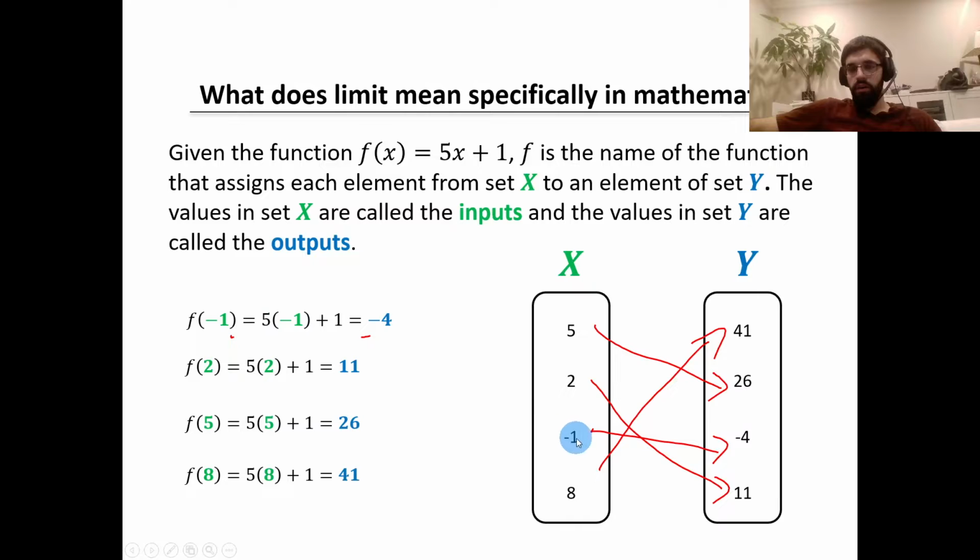So over here in our domain, -1 gets an arrow that goes to -4 in our range. And similarly, f of 2 moves to 11, f of 5 moves to 26, f of 8 moves to 41. So 2 has an arrow to 11, 8 has an arrow to 41, and 5 has an arrow to 26. So this is a mapping of what a function looks like. Again, each element in the domain has only one arrow coming out of it.